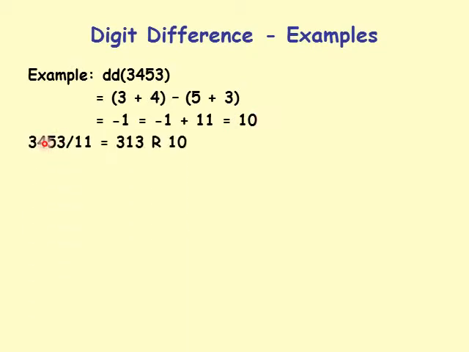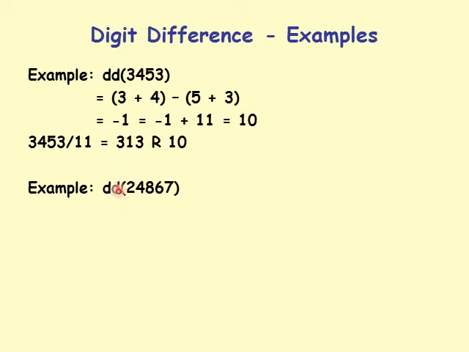Let's do another one. 3453 divided by 11 is 313, remainder 10. So the remainder is 10, and that was the digit difference. That verifies that even in this example, the digit difference is the same thing as the remainder when we divide by 11. Okay, let's continue.